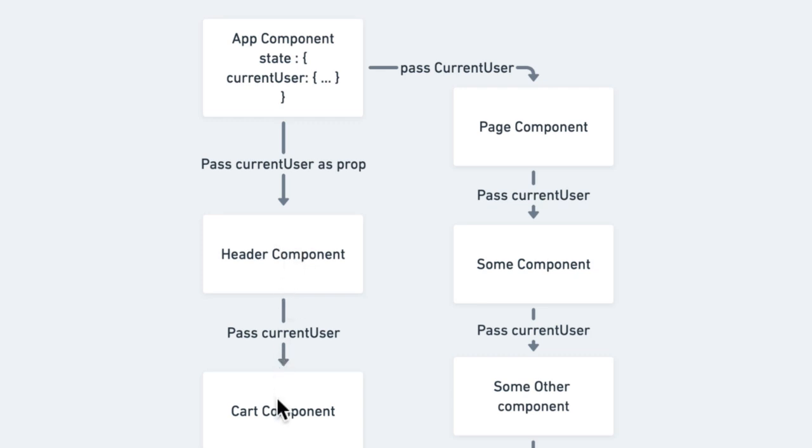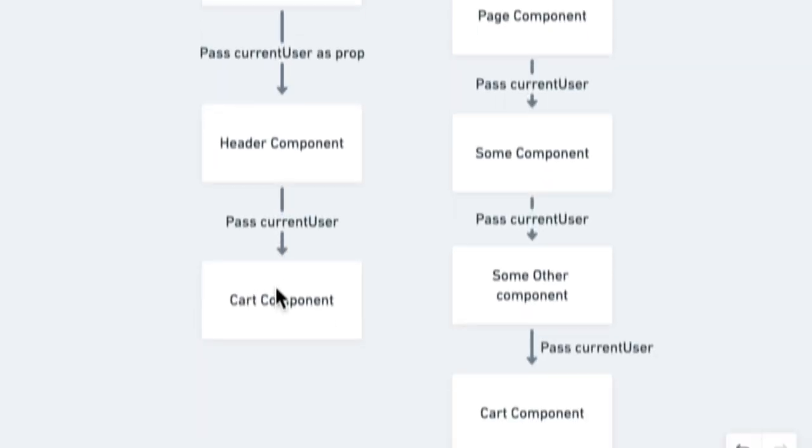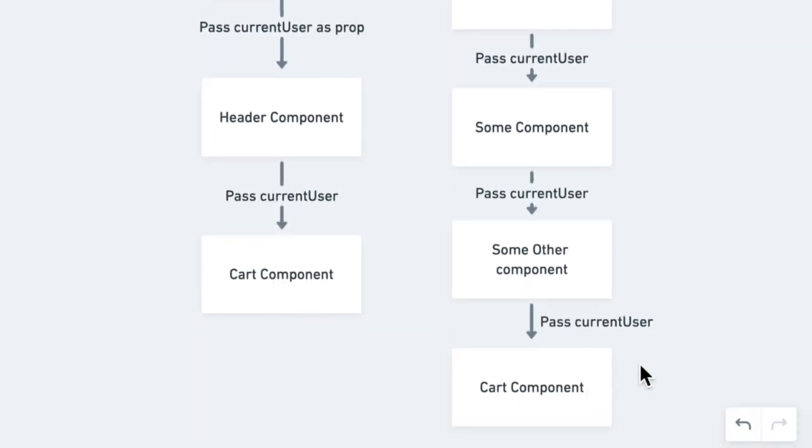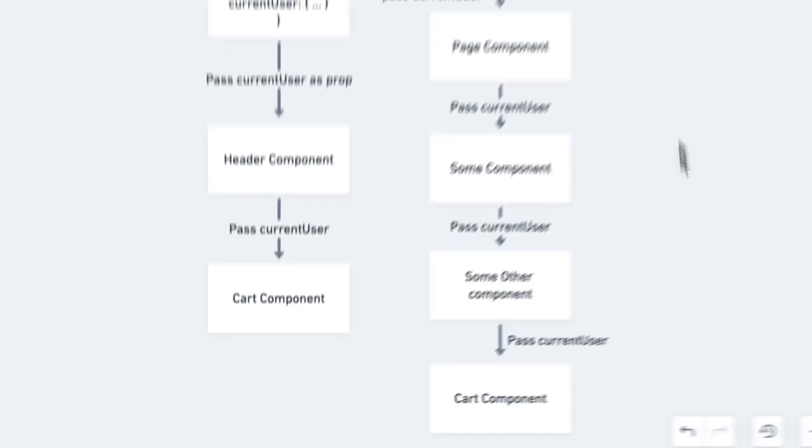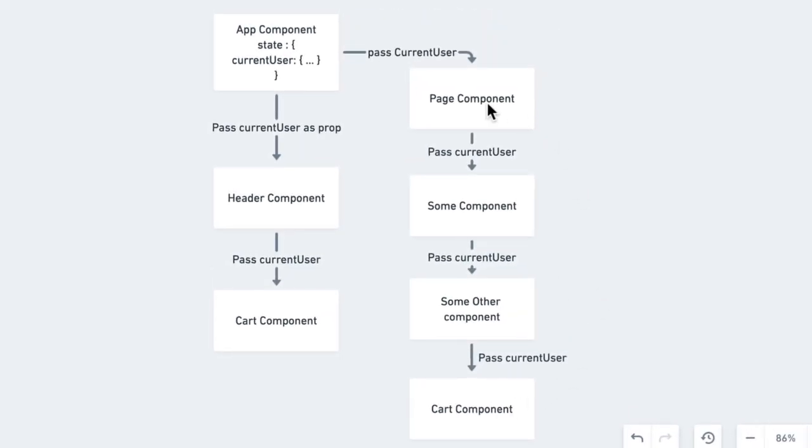But what if our cart component was also being used in a different section of the application, right? And in that application, it's even deeper nested. So there's a page component, some component, and some other component before finally reaching the cart component. We see that we would end up passing our current user down 3 to 4 components that all might not even need the current user. And in that sense, this component suddenly now has to consider that it might get current user as a prop, even if that component gets used somewhere else and cart component is not even a child of that component.